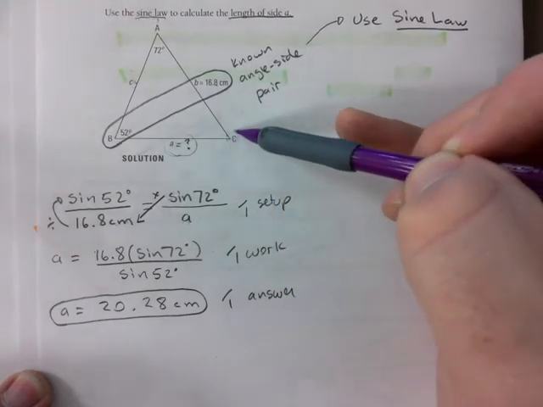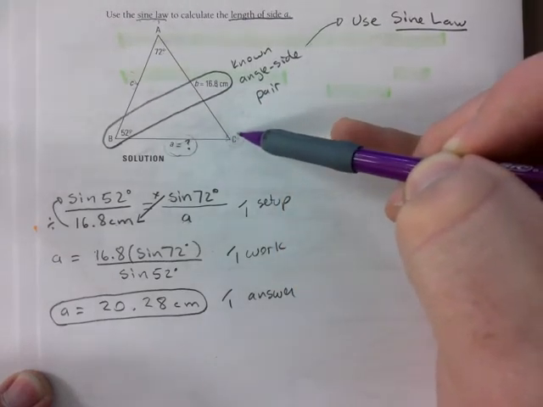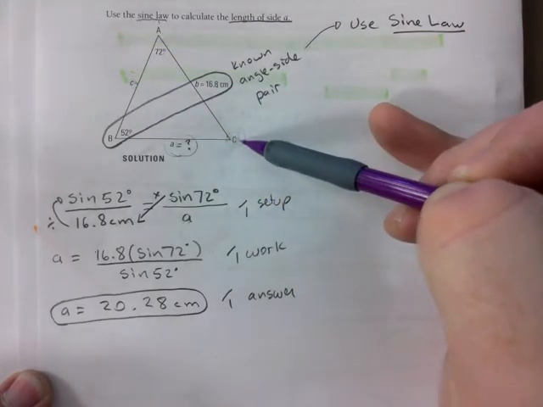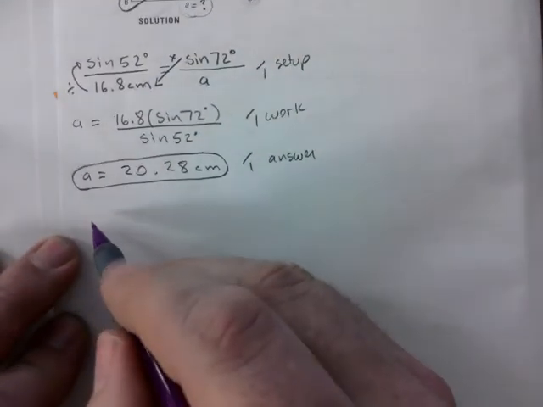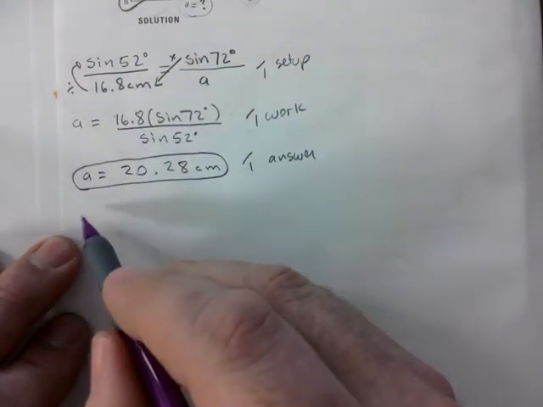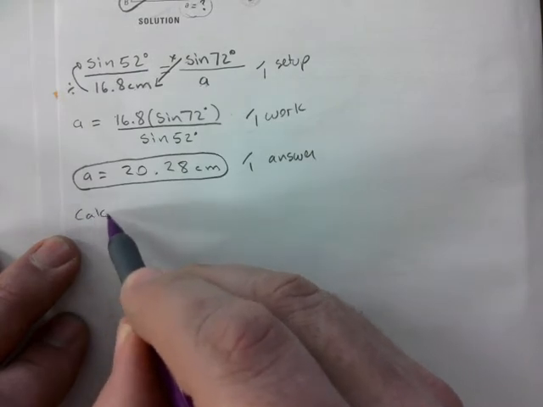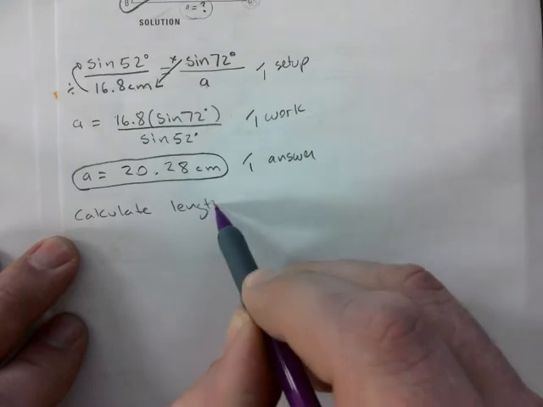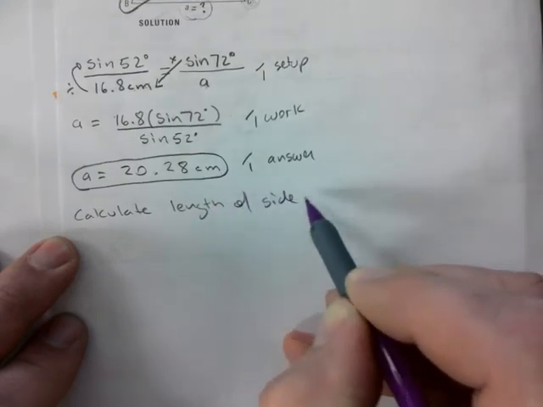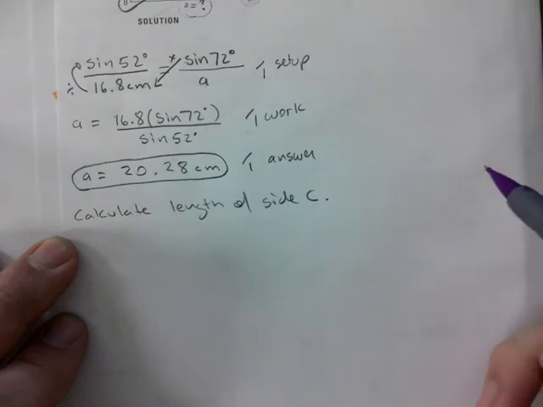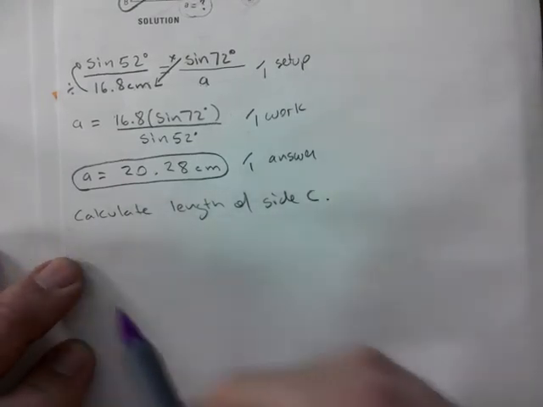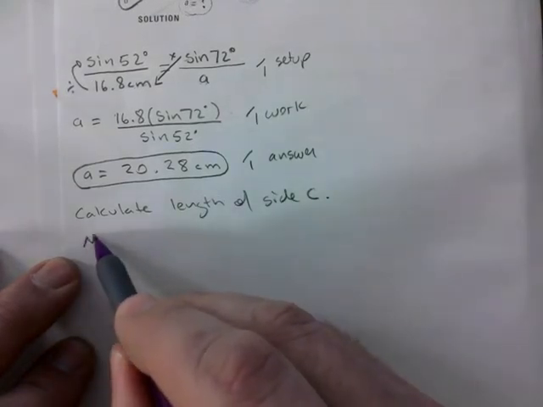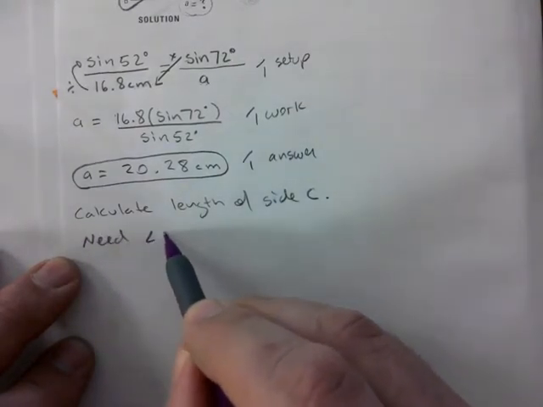But is there a way to find this angle perhaps? How many angles do we know? Two. It's easy to find the third one. So here you go, write this down. That's why I left this whole page blank. So calculate the length of side C. That's going to be like an extension. I'll say this, need angle C first.